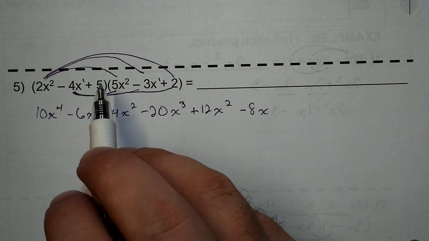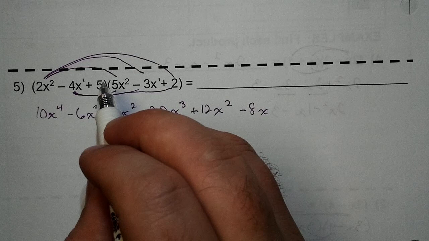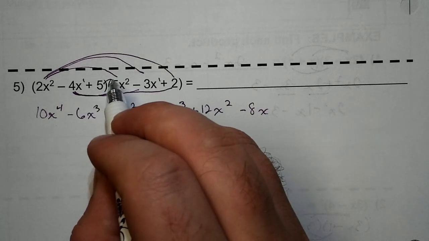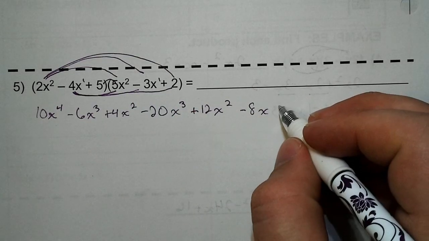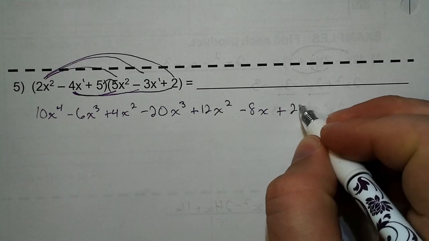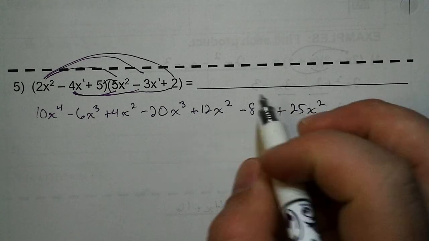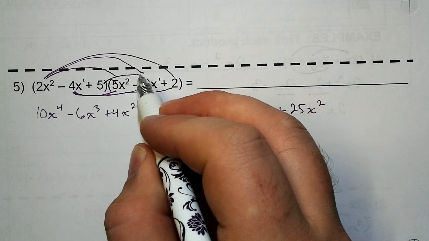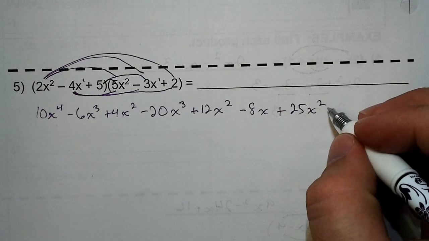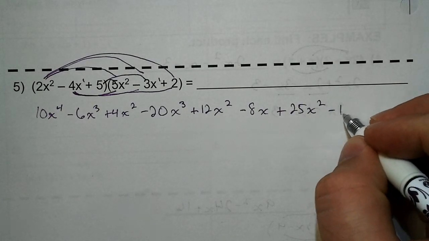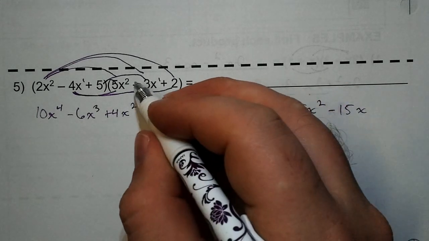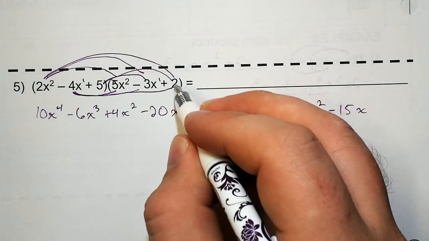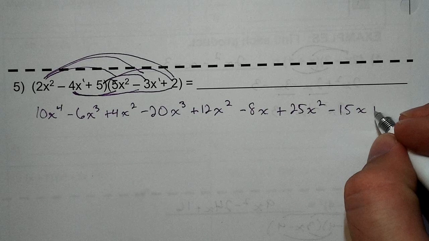Almost done. I've got to get to my 5 now. So 5 times 5x squared, positive 25x squared. 5 times negative 3x, it's going to be negative 15x. And then 5 times the last number 2 is just positive 10.